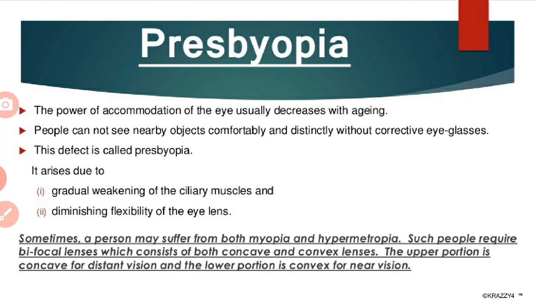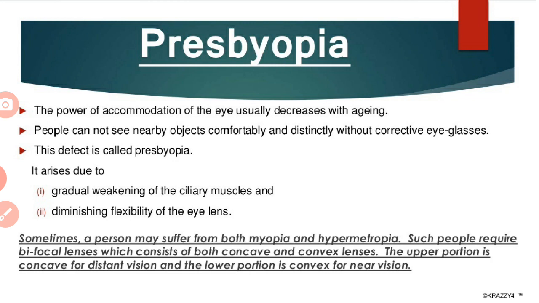Third one is the presbyopia defect. The power of accommodation of the eye usually decreases with aging. People cannot see nearby objects comfortably and distinctly without corrective eye glasses. This defect is called presbyopia. It arises due to gradual weakening of the ciliary muscles and diminishing flexibility of the eye lens.